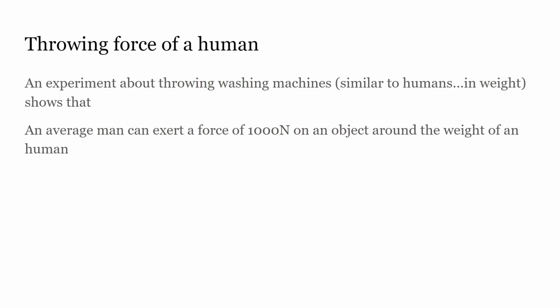And so, what is the throwing force of a human? There was an experiment that talked about throwing washing machines, which are pretty similar to humans in weight, and it showed that an average man, like John Wick in the film, can exert a force of about 1,000 newtons on an object around the weight of a human.